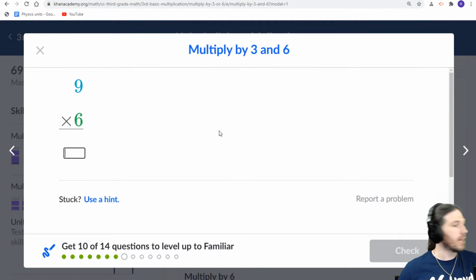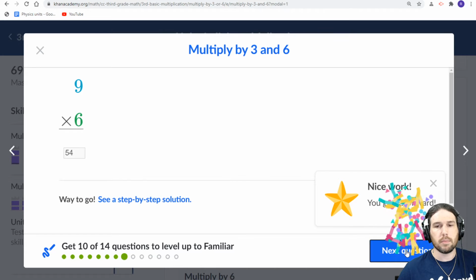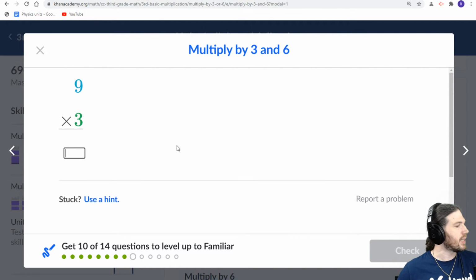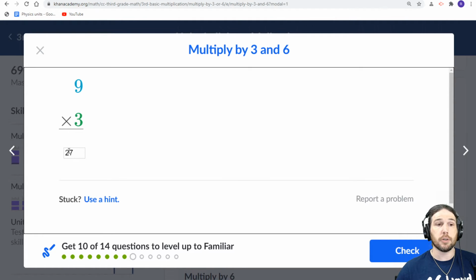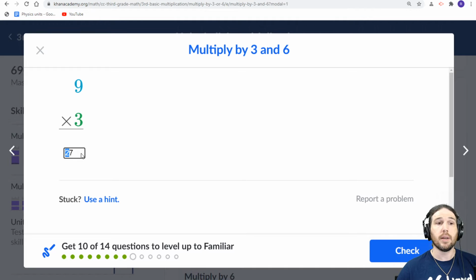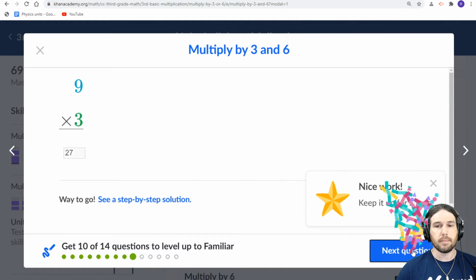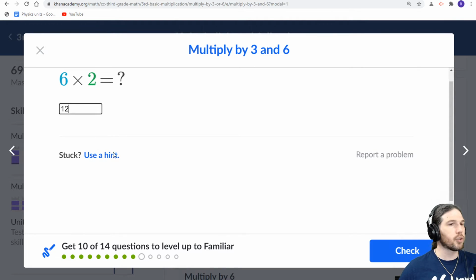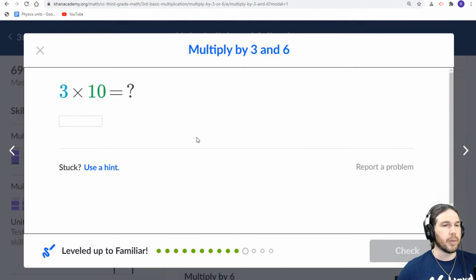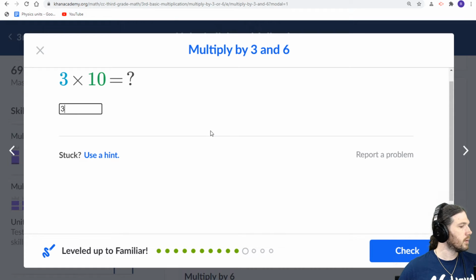9 times 6, as we said before, is 54. 9 times 3 is 27. Again, either by using the knuckle trick or whatever, I see 9 times 3, and I know that I'm going to take away 1 from this bottom number to make 2, and that's going to be the tens digit. And then I know that the 2 digits had to add up to 9, so the answer is 27. 6 times 2 is 12. 3 times 10 is 30. Just add a 0.